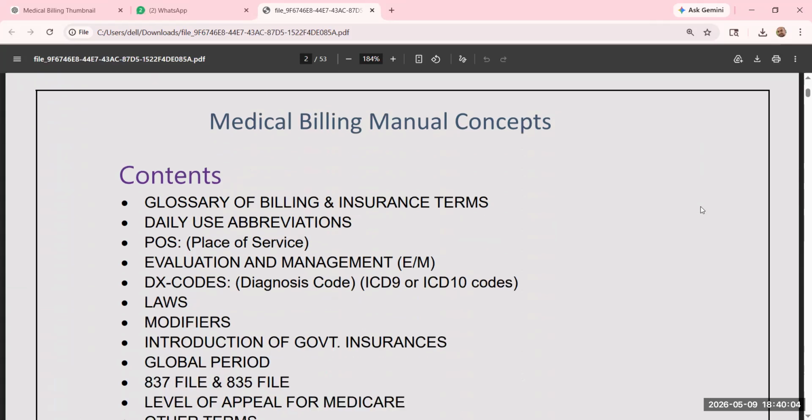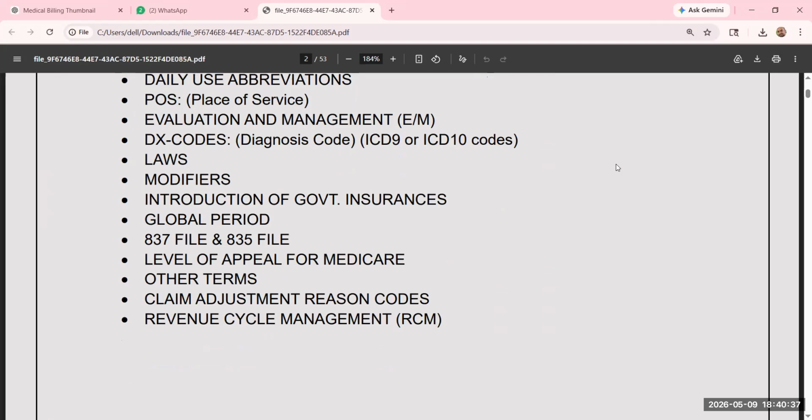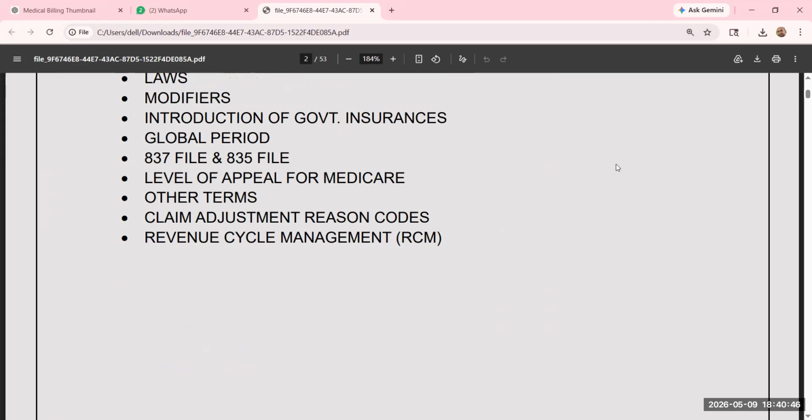Medical billing manual concept. The contents are: glossary of billing and insurance terms, daily use abbreviations, place of service (POS), evaluation and management (E/M) code range, diagnosis code ICD-10 or 9 series, laws, modifiers, introduction of government insurance, global periods, 837 files and 835 files, levels of appeal for Medicare, other terms, claim adjustment reason codes, and revenue cycle management (RCM). So we will understand what RCM is and how it works.